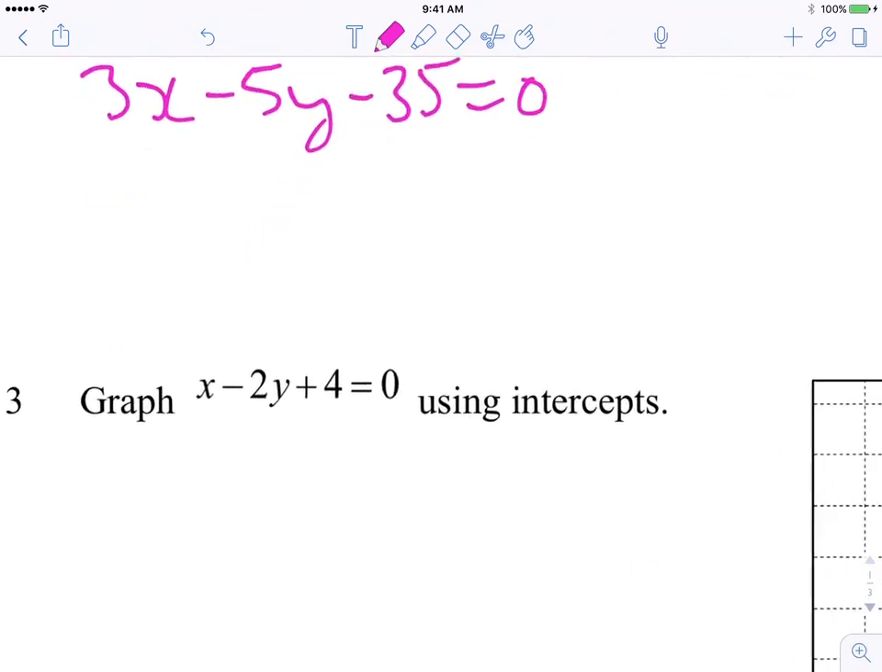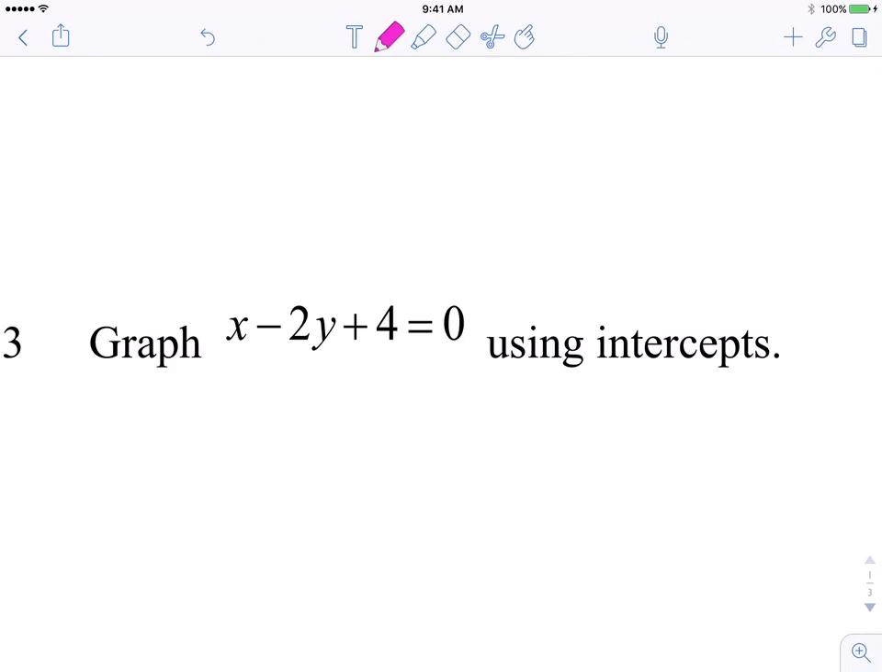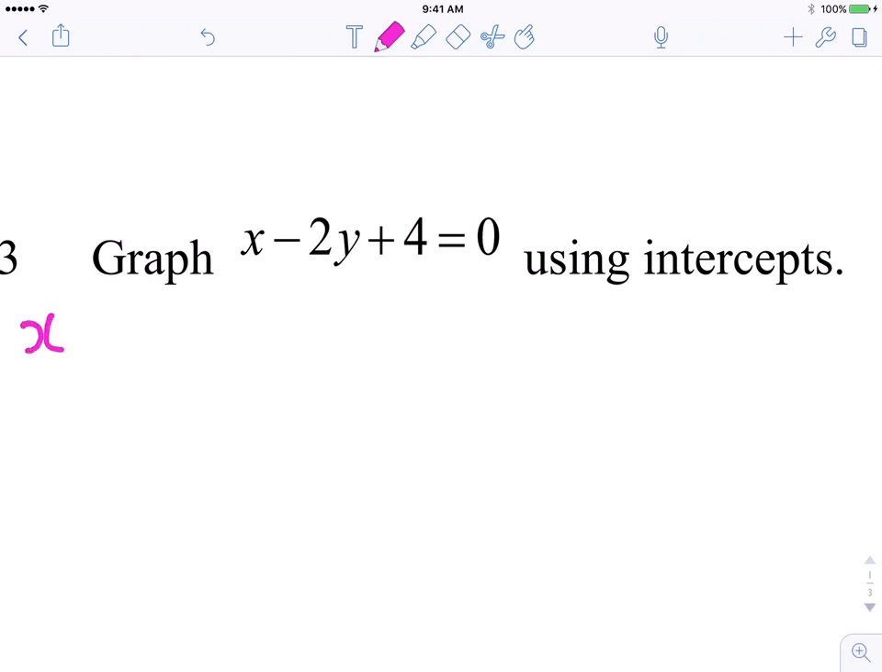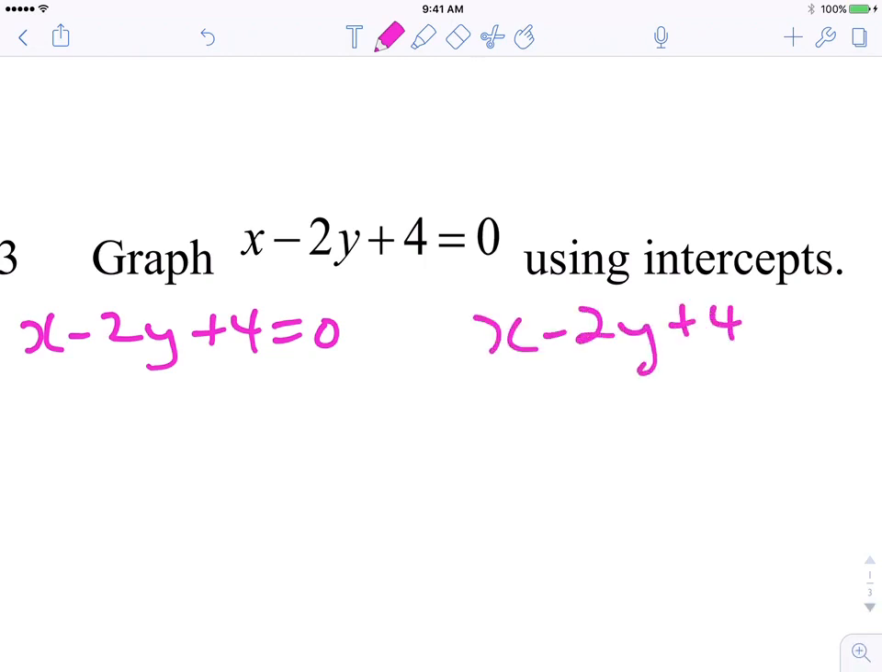Okay, so again, when graphing using intercepts, a good strategy here is to write the equation twice, and in doing so, we're going to sub in 0 for x, and then we're going to sub in 0 for y so that we can find our intercepts. Remember, an intercept is also a coordinate.